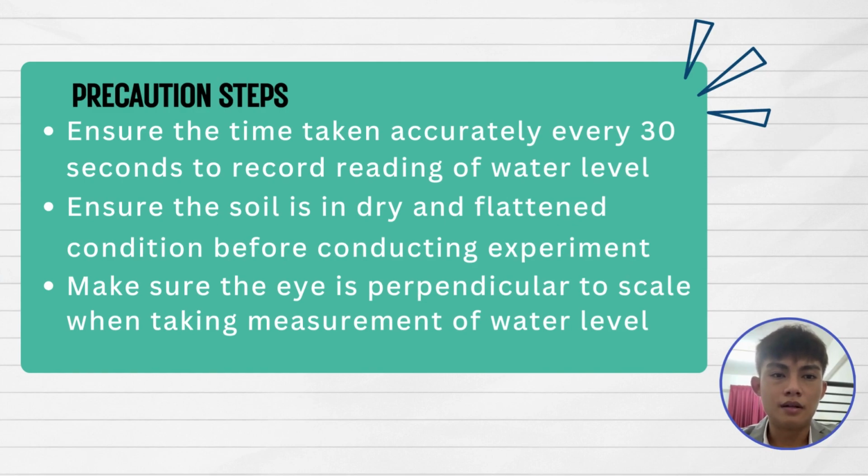In this laboratory, the application step is we need to ensure the time is taken accurately, recording a reading of the water level every 30 seconds. We also need to ensure the soil is dry and flattened before conducting the experiments, because the characteristics of the soil will affect the result in this experiment.